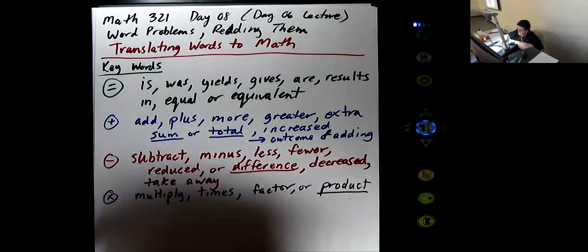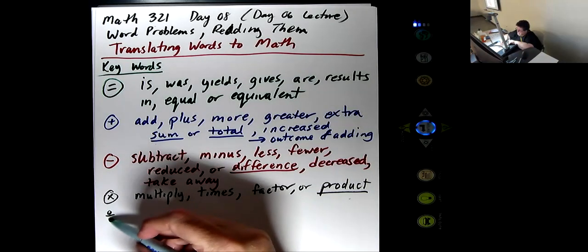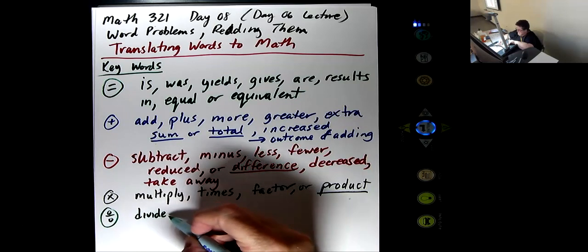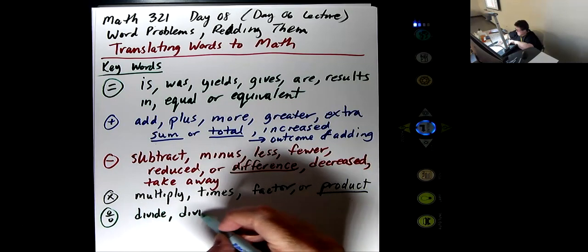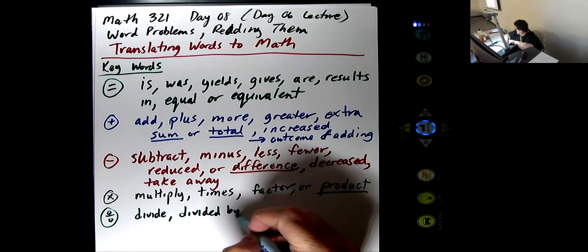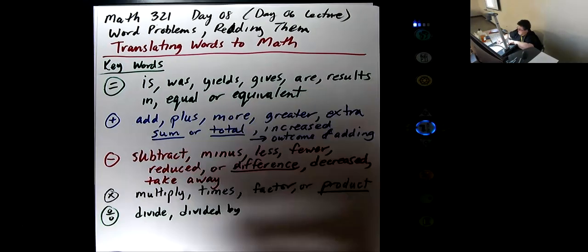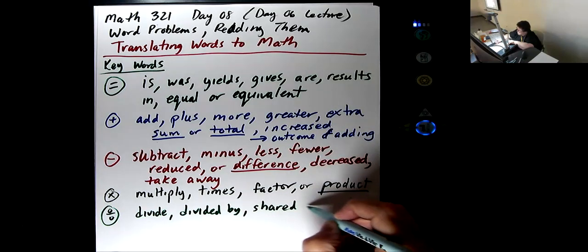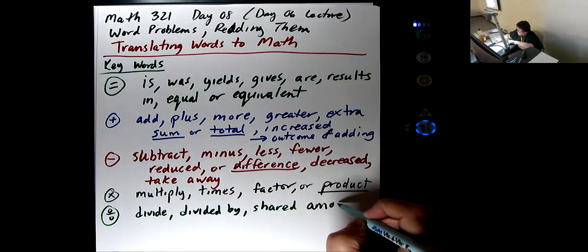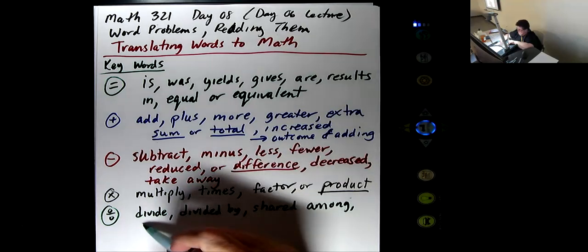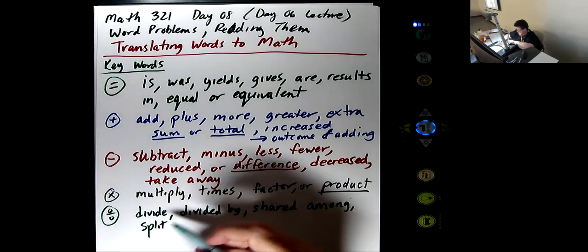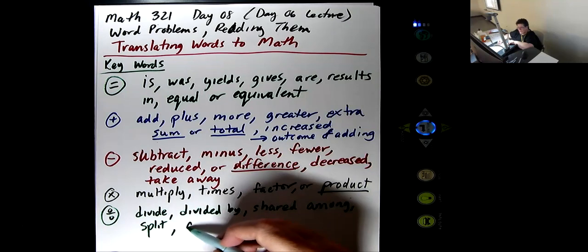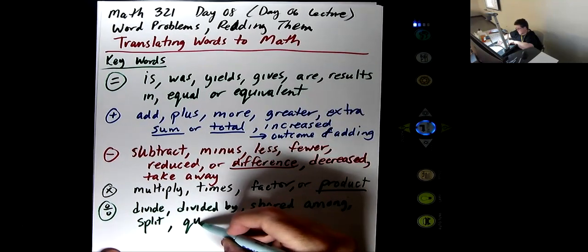And finally, division. So we might see divide or divided by. Shared amongst. Or among. Split. And the outcome of division is called the quotient.